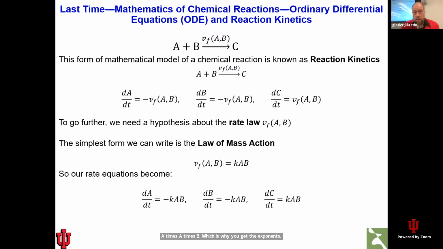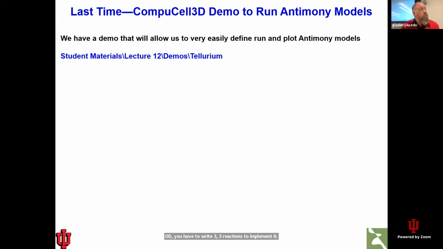And so depending on what you're doing, these chemical reaction models can be very compact because that one equation gives you 3 ODEs. Sometimes it's the other way around, where you have 1 ODE, you have to write 3 reactions to implement it. Depends a little bit on the problem.